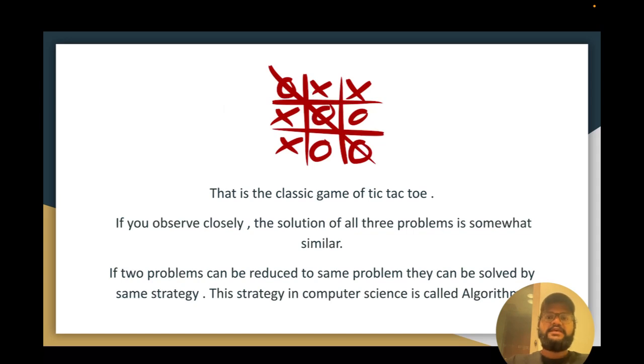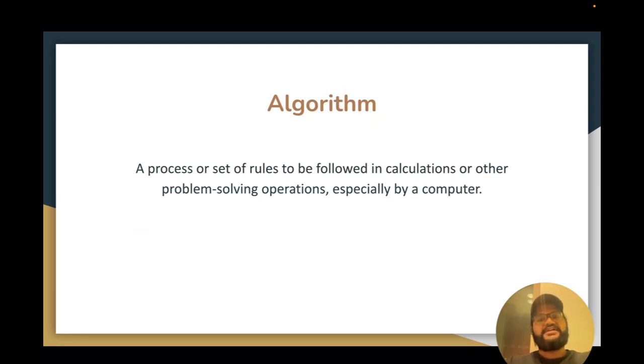If you observe closely, the solution to all the three problems that I mentioned is somewhat similar. If two or more problems can be reduced to the same problem, they can be solved by the same strategy. And this strategy is called an algorithm. So to define, an algorithm is a set of processes or rules to be followed in calculations or other problem solving operations, especially by a computer. They are a series of steps designed optimally so that a computer can complete a given specific task.